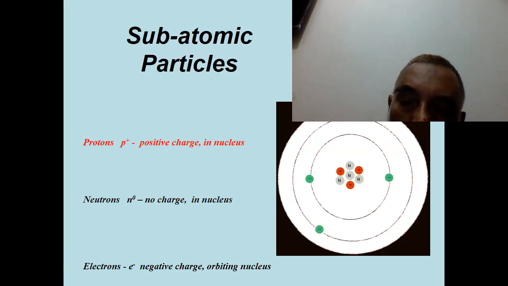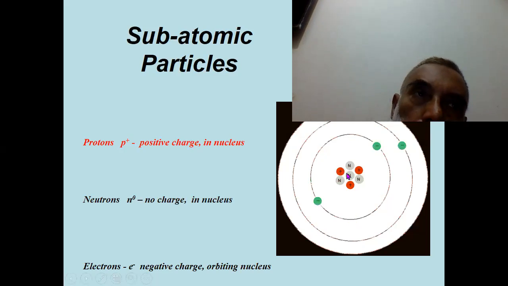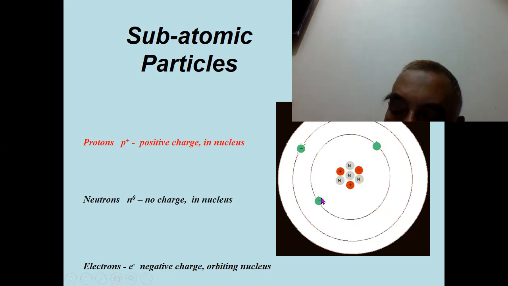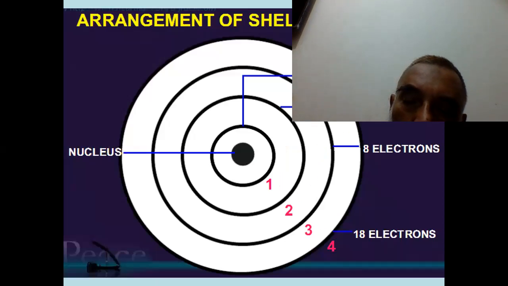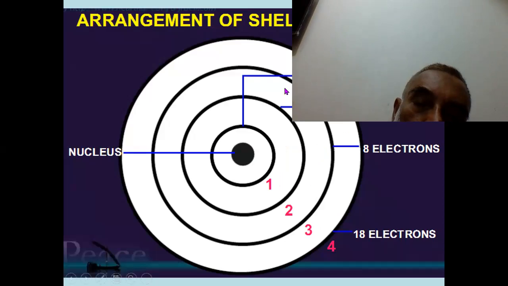The nucleus consists of only proton, positively charged, and neutron, which has no charge, and it is surrounded by a cluster of electrons, which are negatively charged. And the nucleus is surrounded by different shells or orbits: first orbit, second orbit, third orbit, principal quantum number 1, principal quantum number 2, principal quantum number 3, principal quantum number 4, etc.